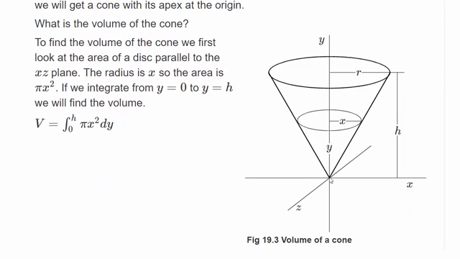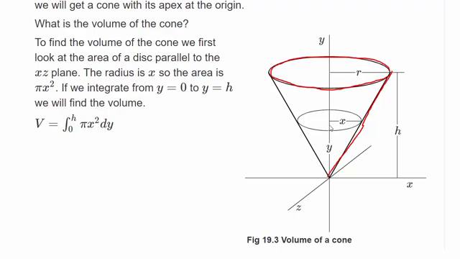So we've got a line from the origin with a gradient m, and then we're going to rotate that line around the y-axis to create a cone, and we want to find the volume of the cone. To find the volume of the cone, we're going to imagine an infinite number of infinitely thin disks that go from the origin, getting bigger as they go up the y-axis. So we're going to integrate the area of this disk from y equals 0 to y equals h, which is the height of the cone that we're interested in.